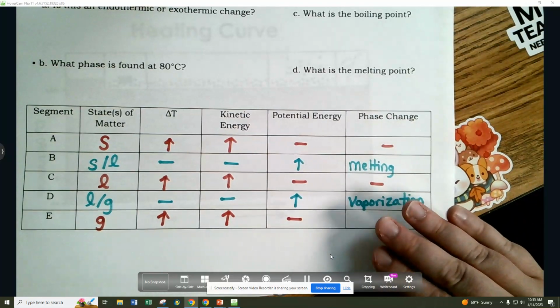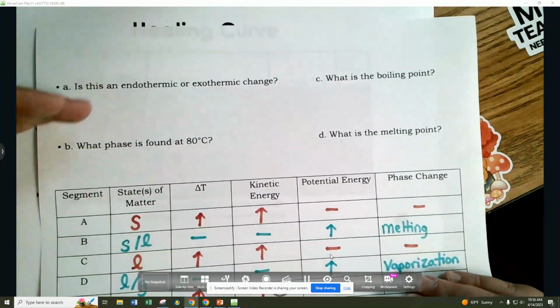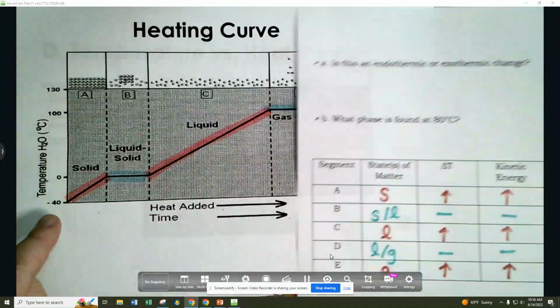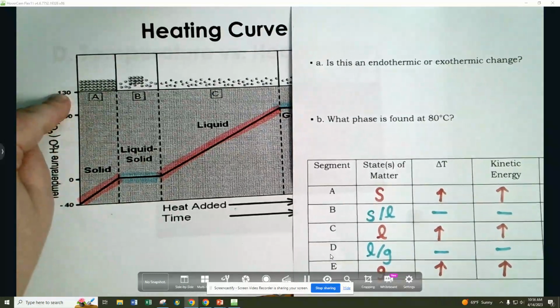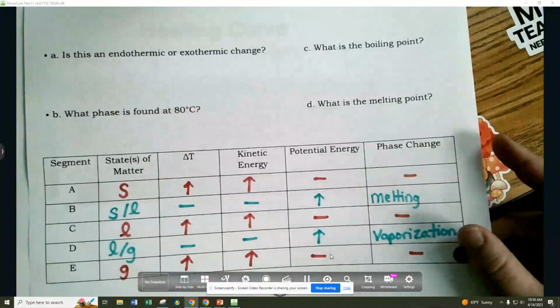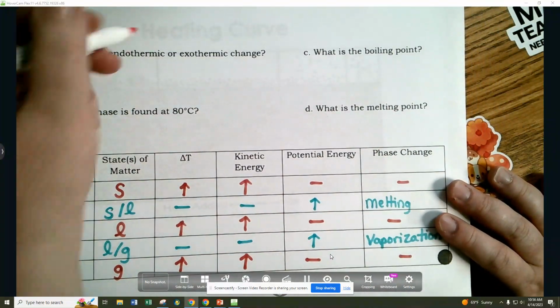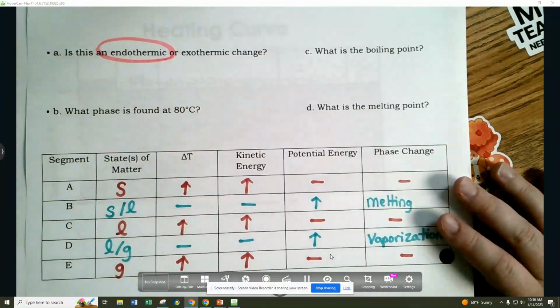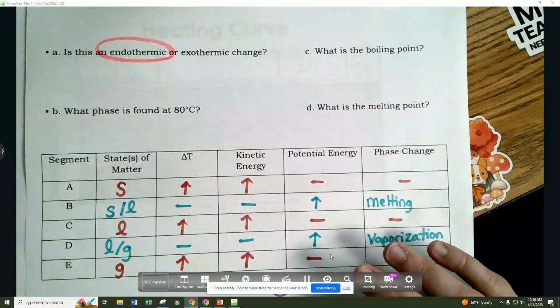So then these 4 questions using the graph. So is this endothermic or exothermic? Well, obviously the temperature went from minus 40 to 130. So an overall positive slope. So that means energy had to be absorbed. And endo means absorb.